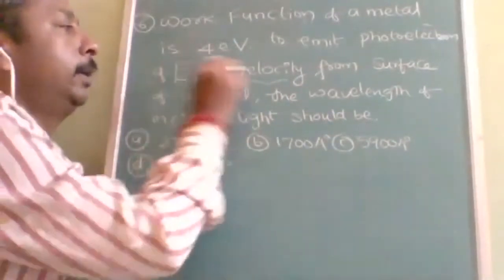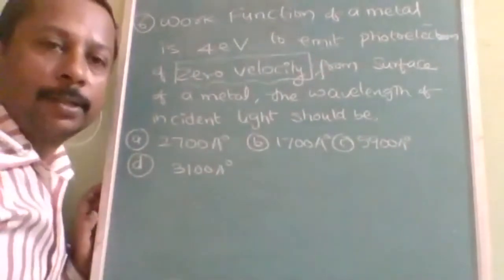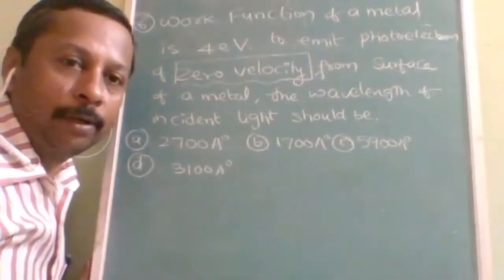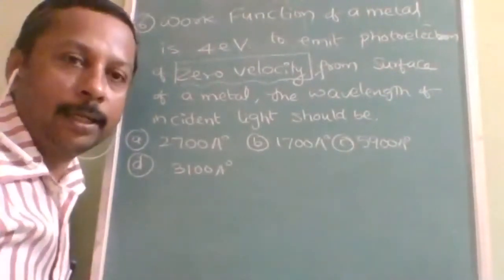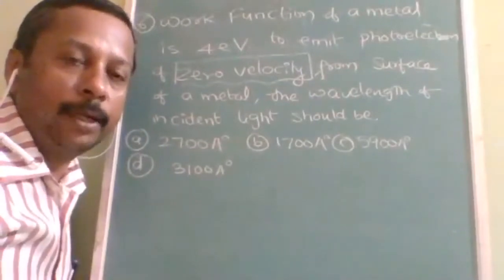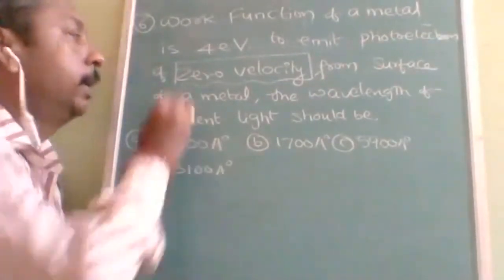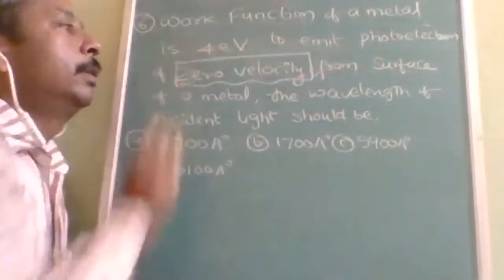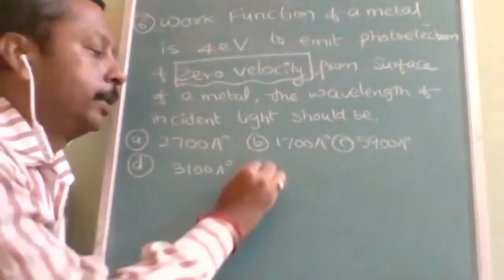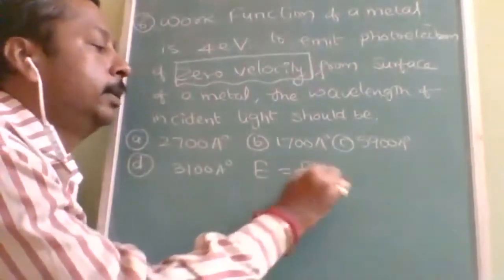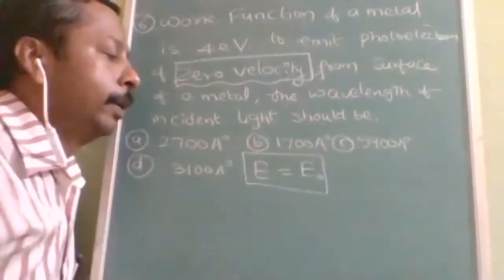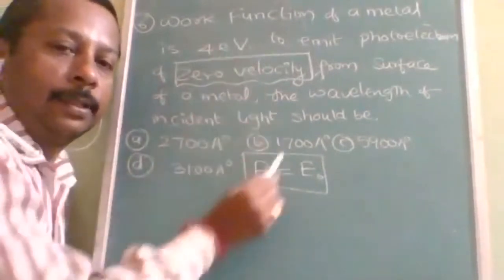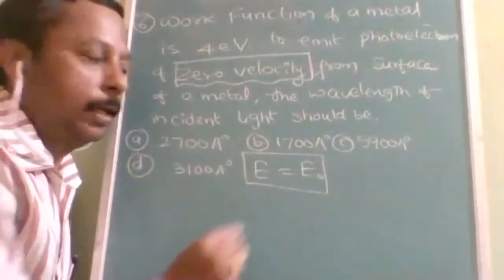This is the keyword. What does zero velocity stand for, how is it going to affect our calculation? For that, if you have gone through my video lecture of photoelectric effect, then you will purely understand. That's why I emphasize the words which are going to affect the question. At zero velocity, incident energy is equal to critical energy, work function, or threshold energy. So this energy itself is E. Is it understood?